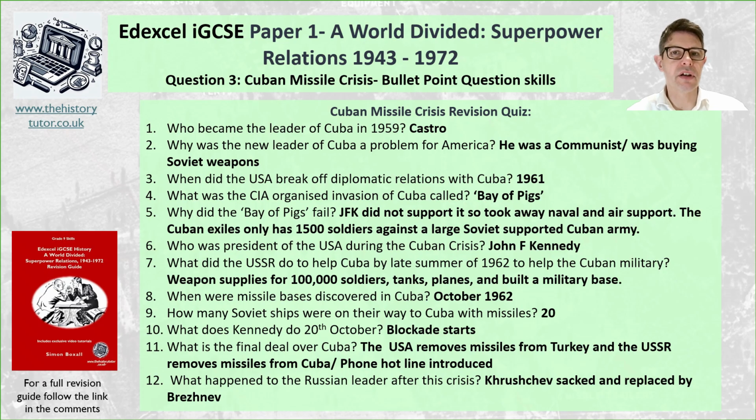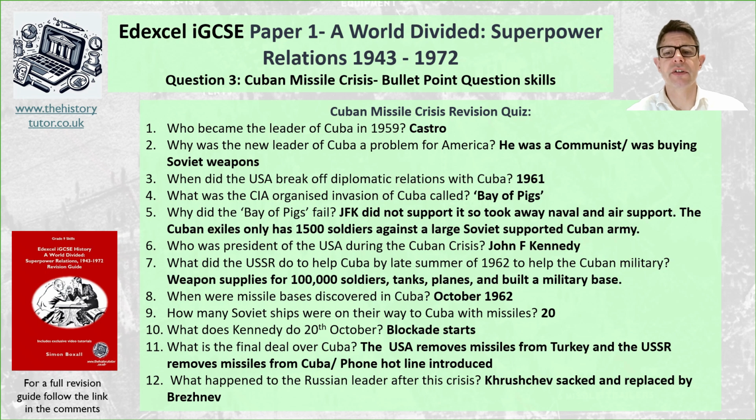This is where the Cuban Missile Crisis kicks off. The Soviet ships are trying to deliver missiles to Cuba. The Americans are blockading them. This is the key information around it. If you need to know more about that, then do have a look at my YouTube video all about the Cuban Missile Crisis. What is the final deal over Cuba? So the USA removes missiles from Turkey and the USSR removes missiles from Cuba. And obviously they install the hotline, which is one of the famous things about it.